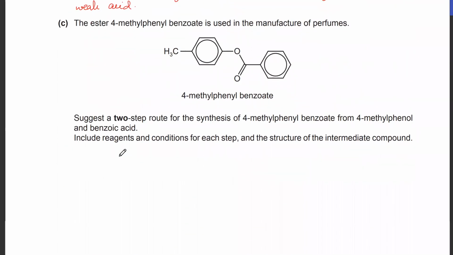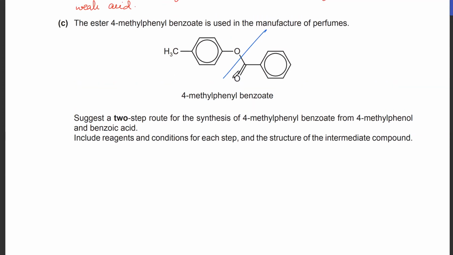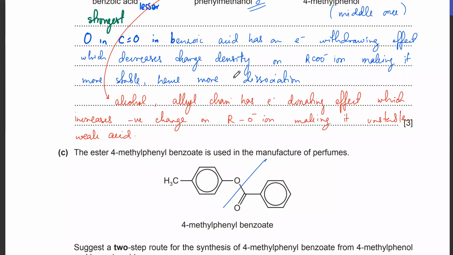So the next one is suggest a two-step route for the synthesis of 4-methylphenyl benzoate, I mean, this one, from 4-methylphenol and benzoic acid. First you have to synthesize this, and include reagents and conditions and the structure for the intermediate compound. So it's probably an ester, I mean, it is an ester actually. So that's easy. You just have to sort of join them together. That's it.